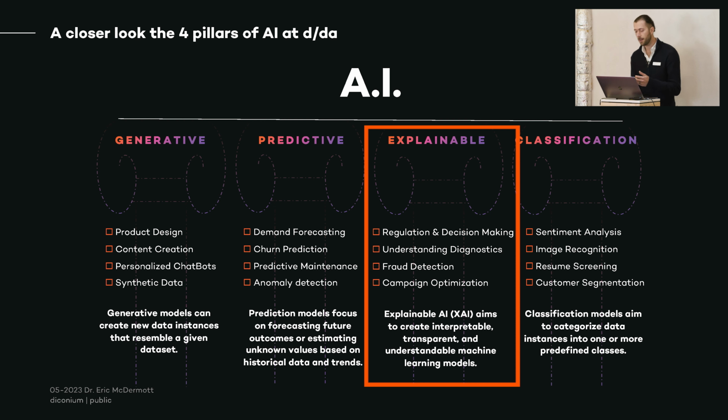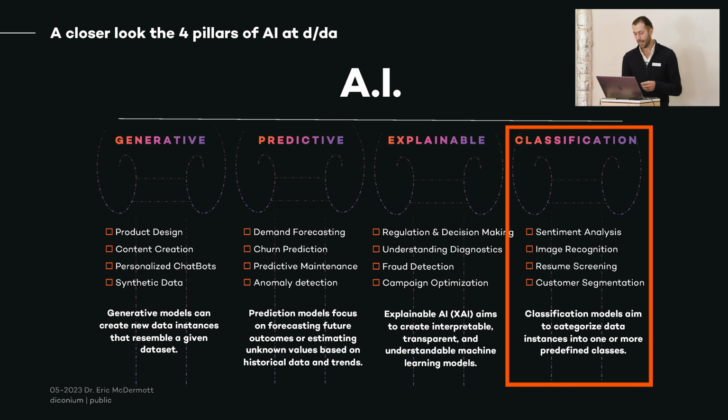In explainable AI, we find ourselves more revolving around regulations and decision-making. We want to understand why the AI, why the models are doing the things that they're doing. And the aim of explainable AI is to do just that, to create transparent, understandable models. Lastly, in classification, we can do things such as sentiment analysis, image recognition, resume screening, customer segmentation. And the goal of these models is simply to categorize data into one or more predefined classes.